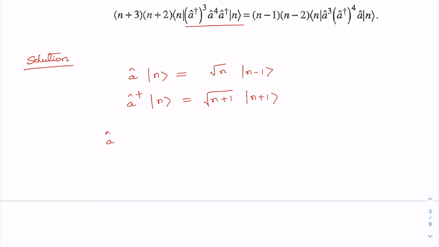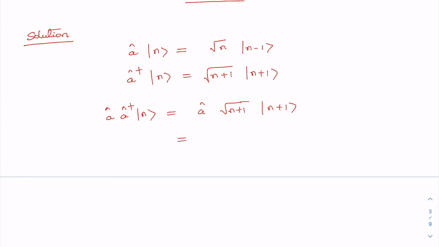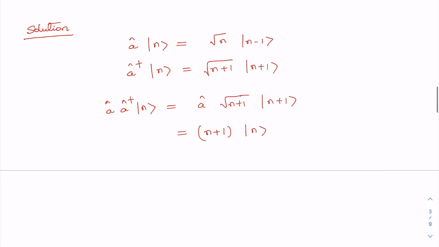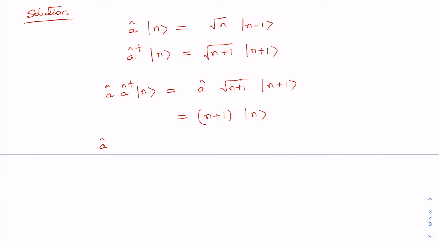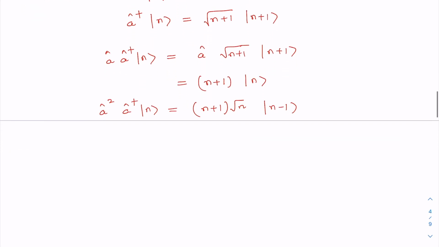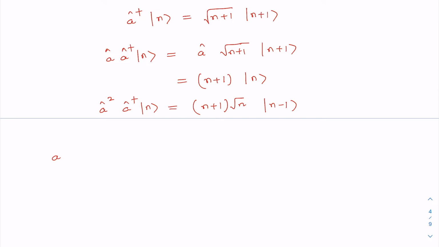If we now apply the annihilation operator on a dagger ket n, which gives square root of n plus 1 ket n plus 1, we'll get n plus 1 ket n. Again, if I apply the annihilation operator on the whole thing, then I will get n plus 1 times square root of n minus 1 and so on. Actually, we can repeat this application of these rules for the sequence of these operators, and I encourage you to do it.